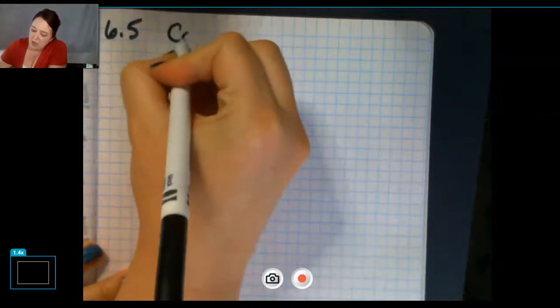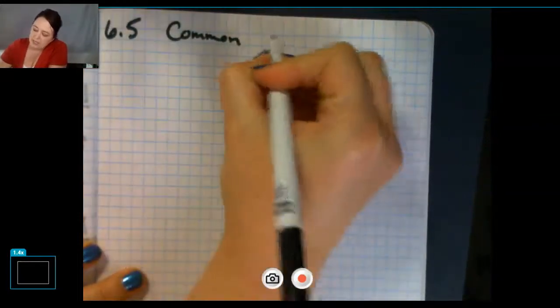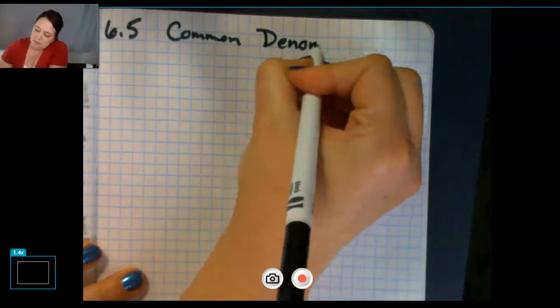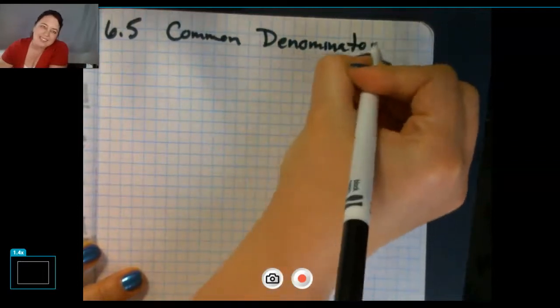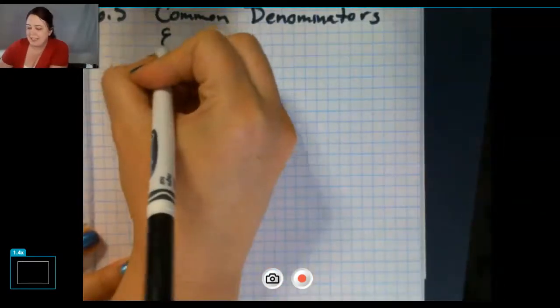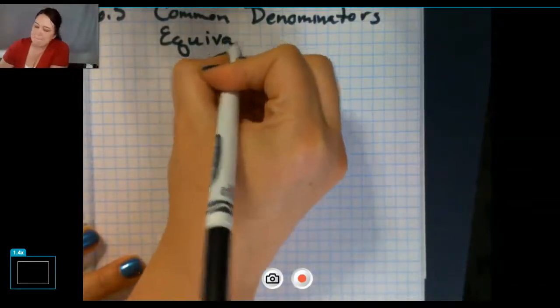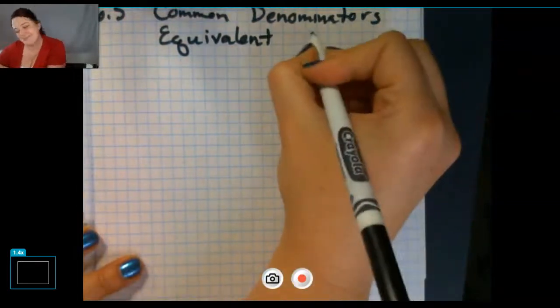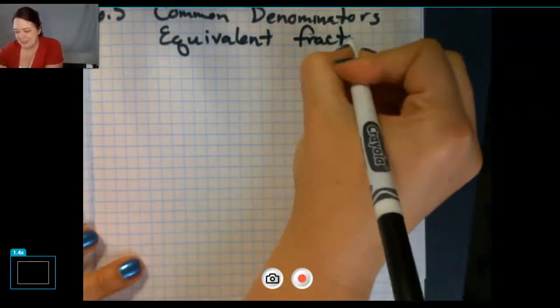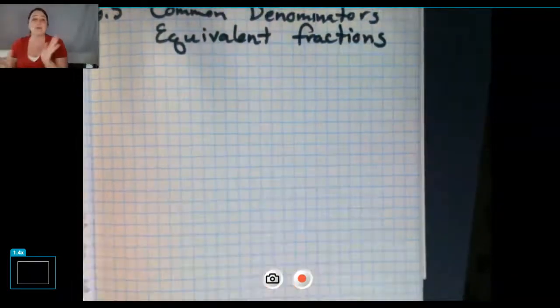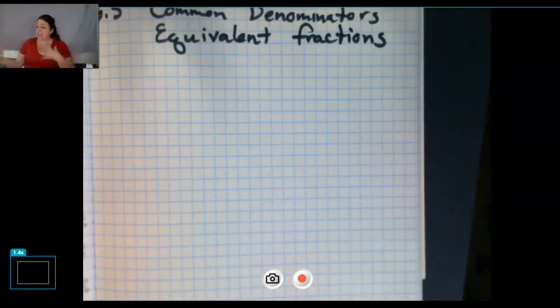6.5 common denominators and equivalent fractions. All right, so here's what we're working with.